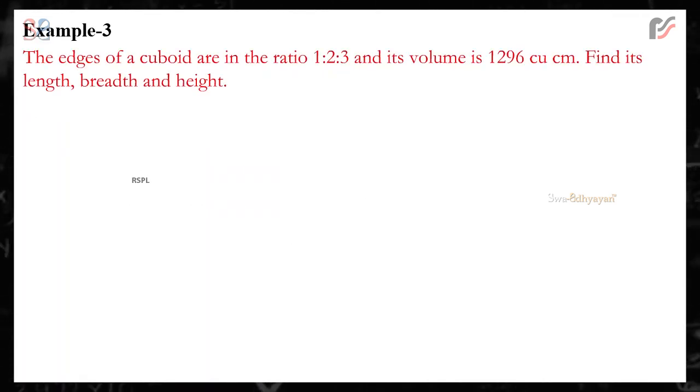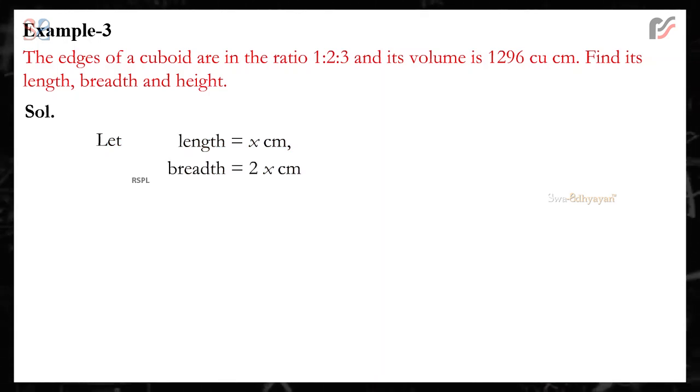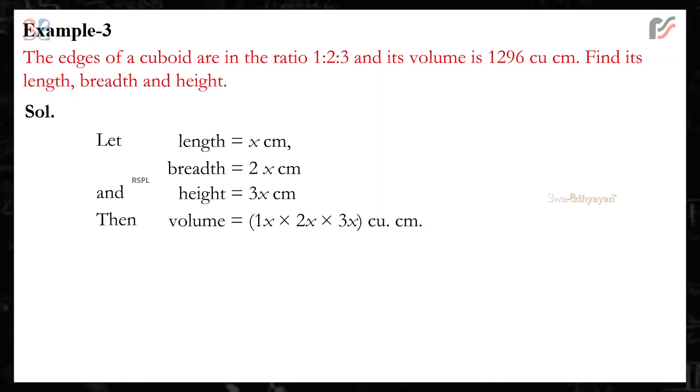Example 3. The edges of a cuboid are in the ratio 1 is to 2 is to 3 and its volume is 1296 cubic centimeter. Find its length, breadth and height. Solution. Let length is equal to x centimeter. Breadth is equal to 2x centimeter and height is equal to 3x centimeter. Then, volume is equal to 1x into 2x into 3x cubic centimeter. This is equal to 6x cube cubic centimeter.